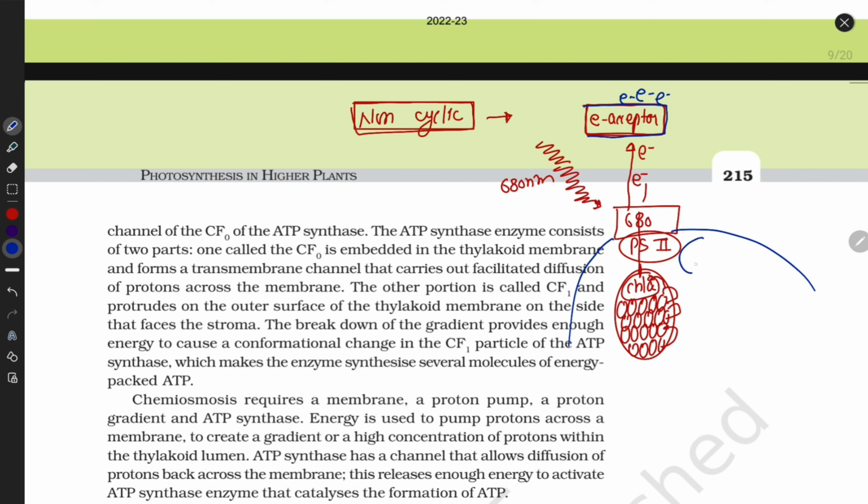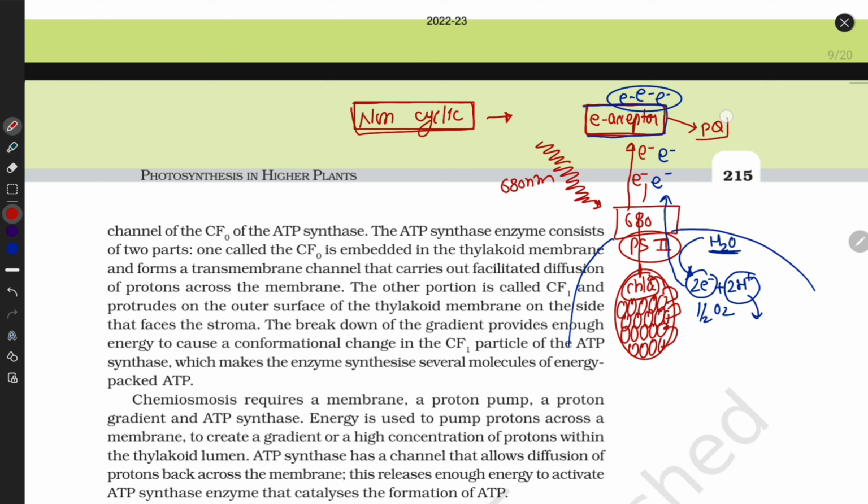So the breakdown of one water molecule happens here. This is collected in the lumen part of the thylakoid. Look at here. Multiple electrons are collected by the electron acceptor, and then they pass their electrons towards plastoquinone.